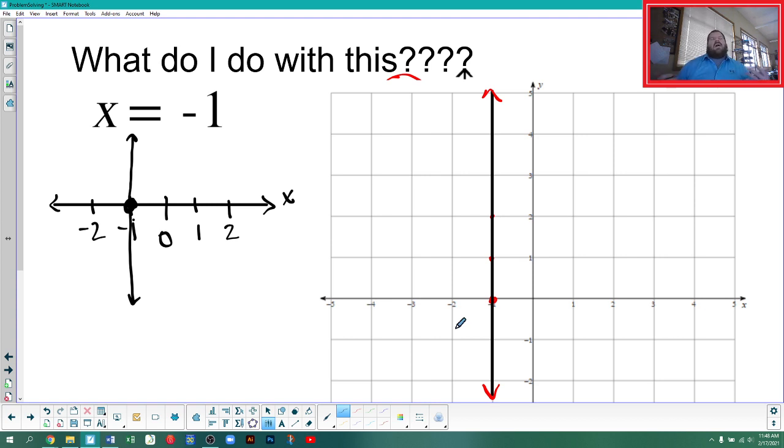So that's another way to think about it. Is it the best way? I don't know. I can only come up with so many ways. But that's how we get that vertical line, x is equal to -1.